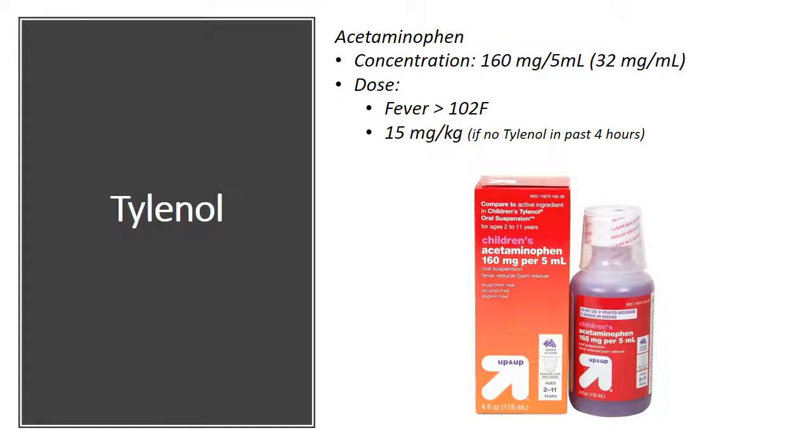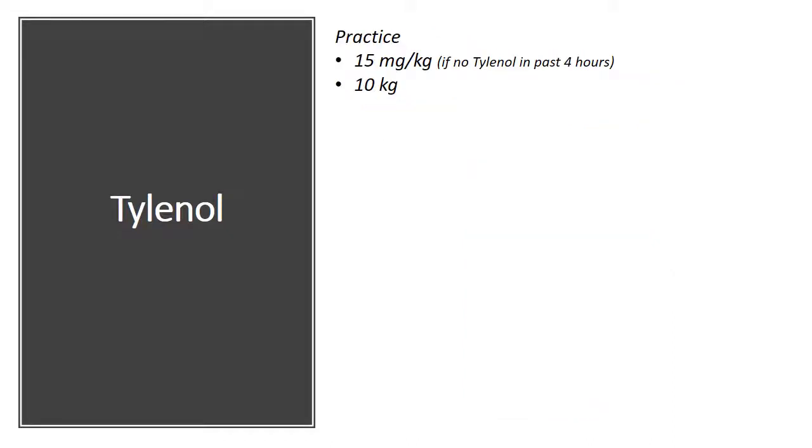With Tylenol, the dose of that is 15 milligrams per kilogram. That's indicated for kids with a fever over 102 degrees Fahrenheit, and if they have not taken any Tylenol in that past 4 hours. The concentration of the Tylenol that we carry on the ambulances is 160 milligrams per 5 mLs as pictured. When you break it down, that's 32 milligrams per single milliliter.